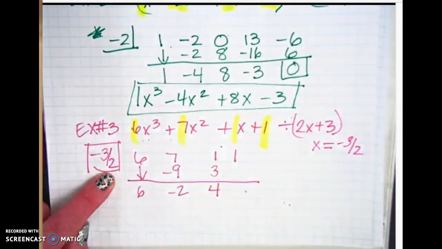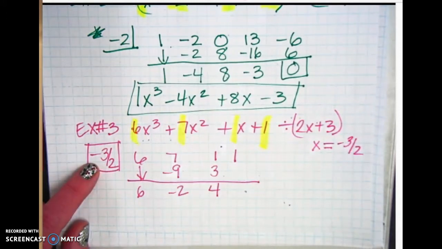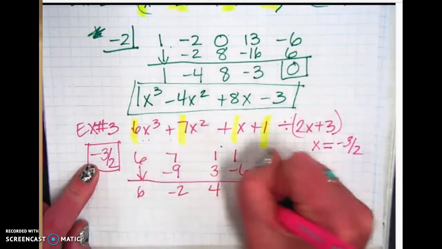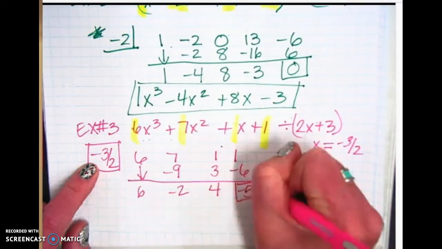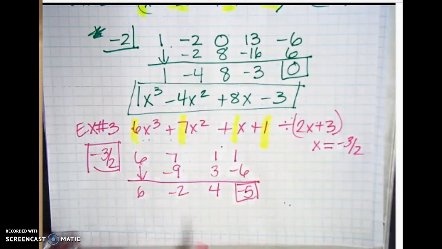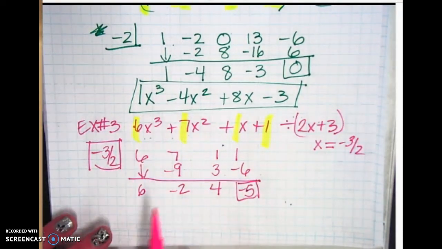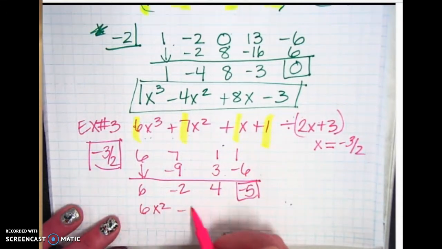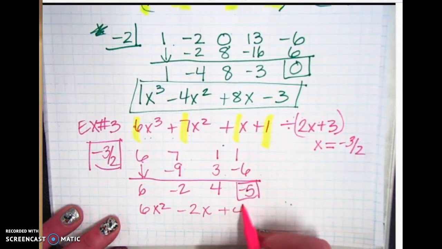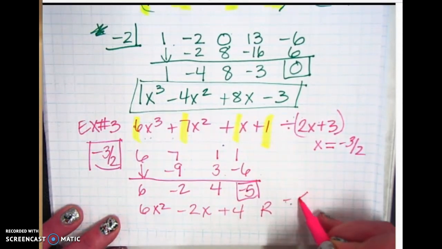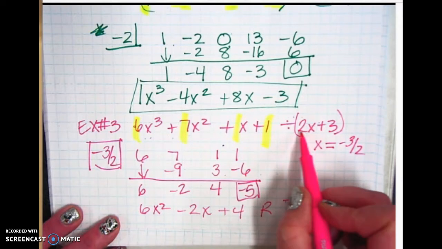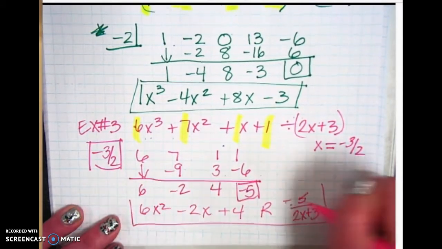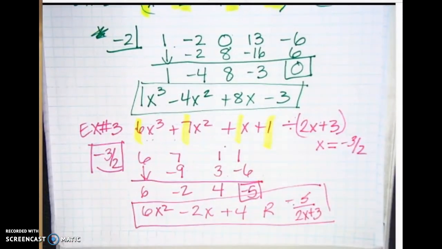Divide by the denominator 2, which is 2. 2 times negative 3 is negative 6. And then combine to get negative 5. Okay, so that's the remainder. We want to subtract 1 from this exponent. So it's 6x squared minus the 2x plus 4. Remainder negative 5 over, what do we divide by, 2x plus 3? And that's your answer. Making your life easier.